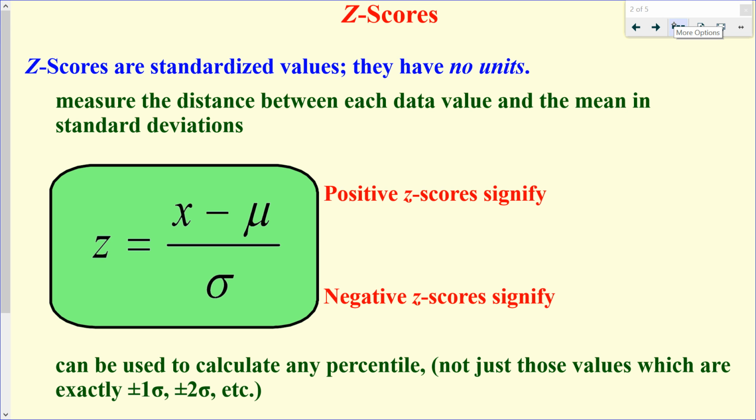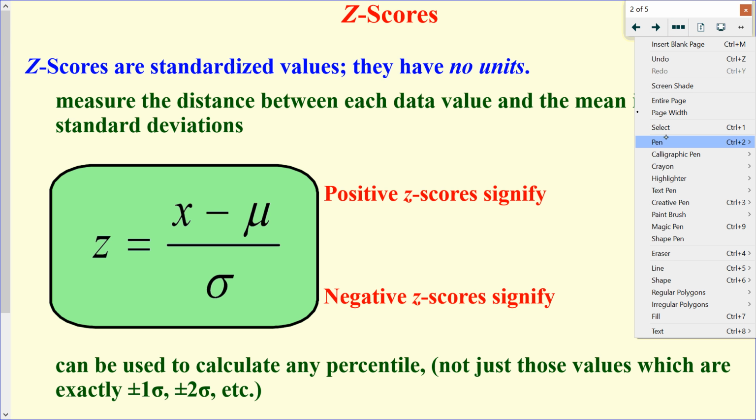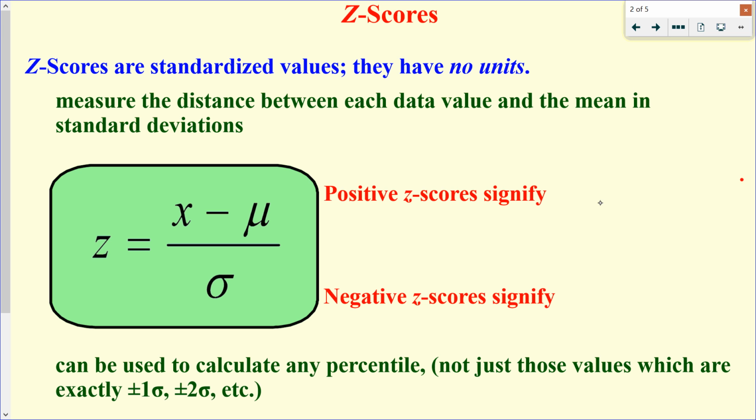Okay, a z-score is a standardized value. It's very important to remember that it has no units. Standardized scores have no units, and we see that in this formula because the numerator and denominator have the same units, and so they would cancel out. Z-scores allow us to measure the distance between a data value and the mean in terms of the standard deviation, so standard deviations below and standard deviations above.